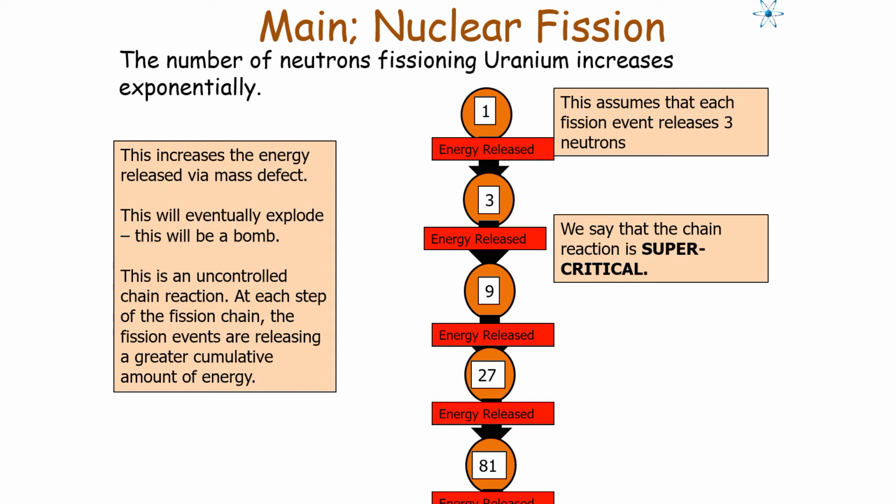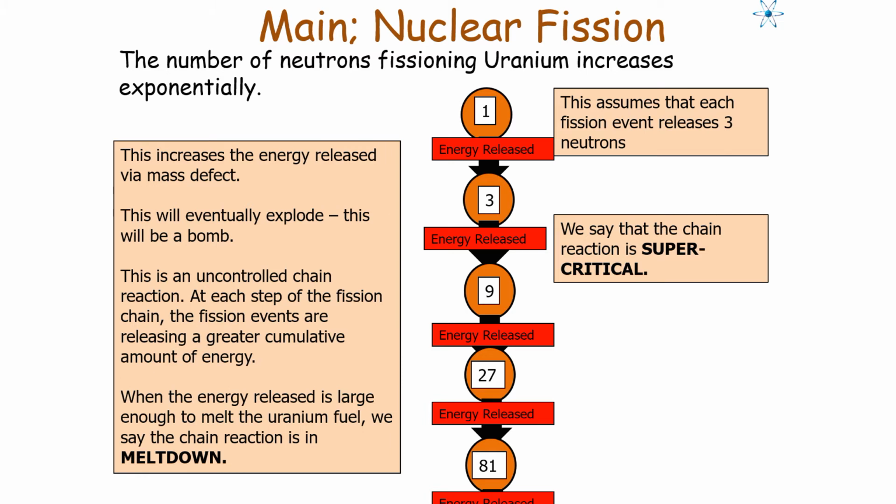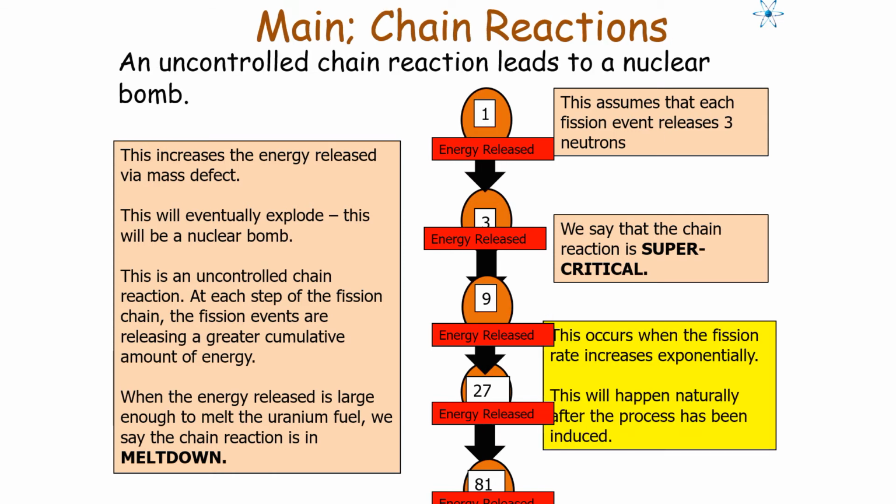This is what we call an uncontrolled chain reaction. The chain reaction has gone supercritical. At each step of the fission chain, the fission events are releasing a greater amount of energy because there's more fission events taking place. When the energy released is large enough to melt the uranium fuel, we say the chain reaction is in meltdown. It's important to note that if we have an uncontrolled chain reaction like in a nuclear weapon, the fission rate increases exponentially, and this will happen naturally after the process has been induced and nothing has been done to control this chain reaction.